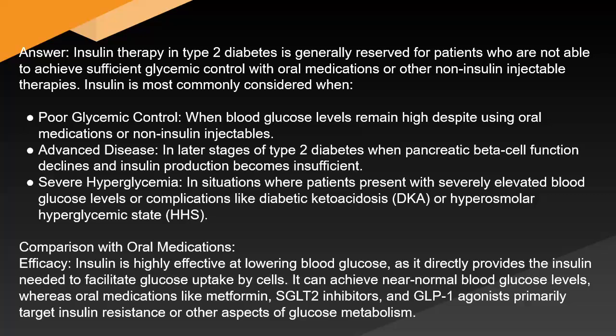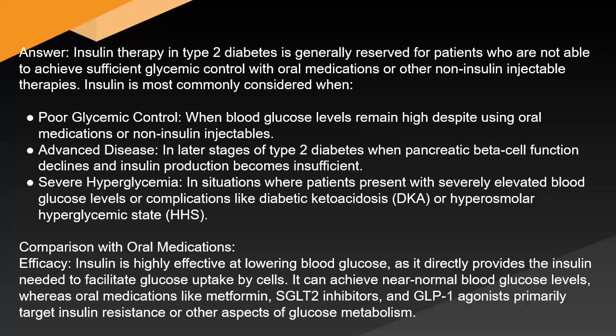Insulin is most commonly considered with poor glycemic control, when blood glucose levels remain high despite using oral medications or non-insulin injectables; advanced disease, in later stages of type 2 diabetes when pancreatic beta cell function declines and insulin production becomes insufficient; and severe hyperglycemia, in situations where patients present with severely elevated blood glucose levels or complications like diabetic ketoacidosis (DKA) or hyperosmolar hyperglycemic state (HHS). Comparison with oral medications.